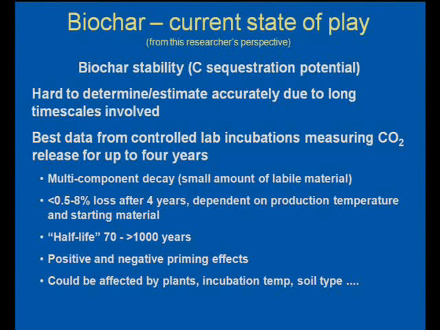Another complication is priming effects. A priming effect is when you add one form of carbon, does it increase the rate at which the other organic matter decomposes, or decrease it. And we actually find both positive and negative priming effects at different times for different chars. So quite a complicated thing happening there. And of course, even when we do these measurements over a long period of time, that just tells you how stable it is under those conditions, and it could be affected by other things that happen.